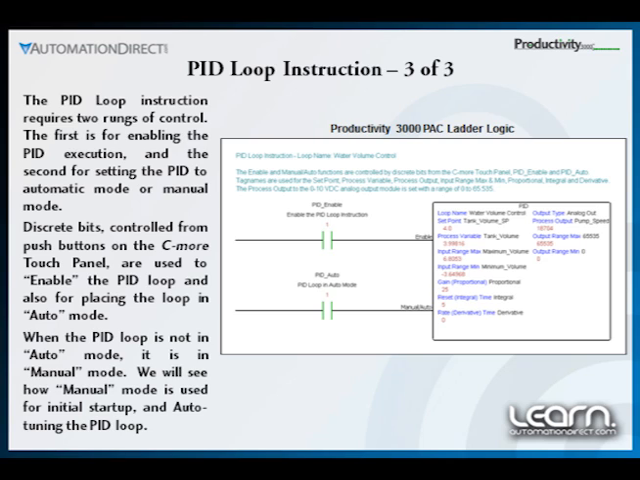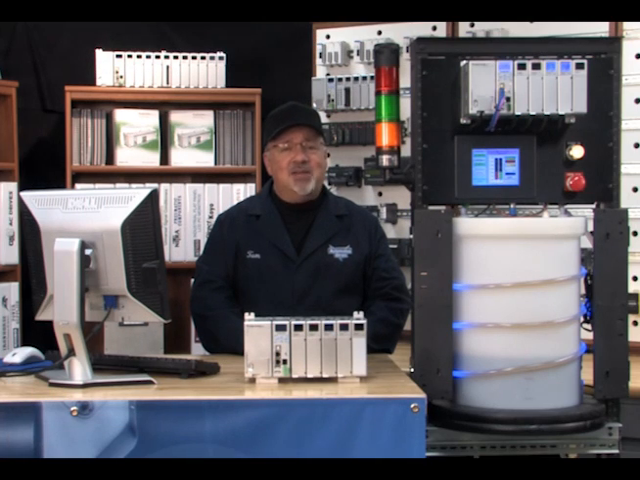We will see how manual mode is used for our initial startup, manually tune our PID loop, and then auto tuning the PID loop with the software's built-in PID tuning feature. In the next video, part 8, we will cover some of the miscellaneous ladder logic that was created to add some extra monitoring features to our project.